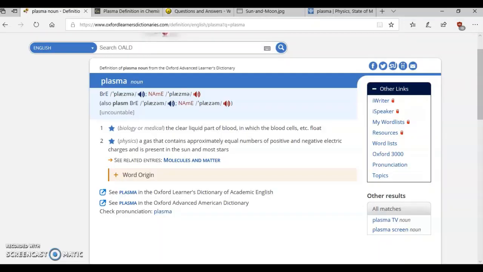Finally, I just want to go back to the definition as stated in the Oxford Dictionary. Look at number one, biology or medical. The clear liquid part of blood in which the blood cells, etc., float. This is a perfect analogy of the sun and moon floating in the ether.